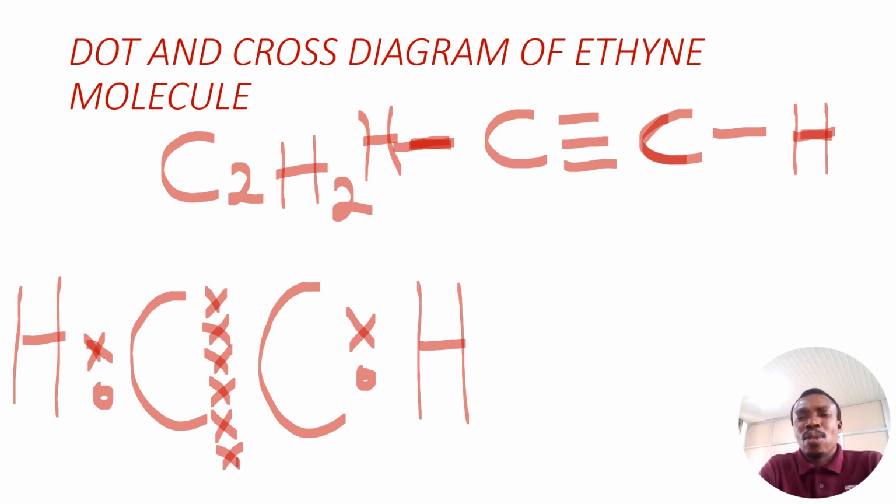This is an example of what we call a triple covalent bond. We can also use crosses to represent it. So we just draw the crosses. It's the same pattern, the same method. So it's as simple as what? As A, B, C. So this is how to use the dot and cross diagram to represent the formation of covalent bond in ethyne molecule, which is an example of a triple covalent bond. So this is the display formula.